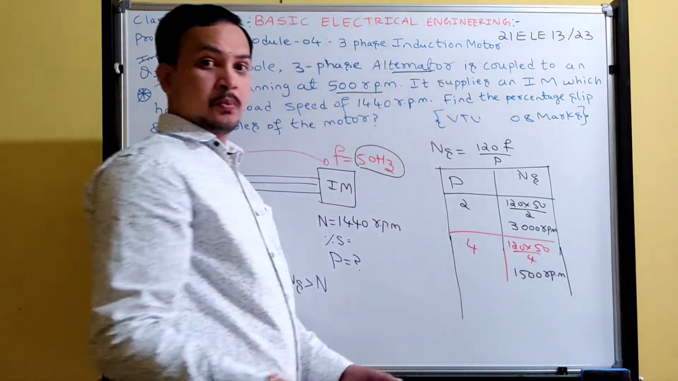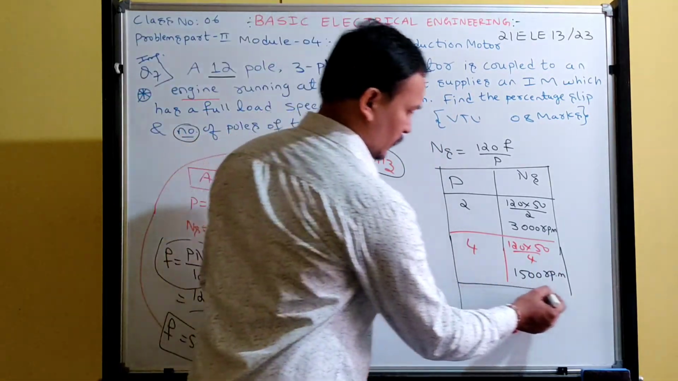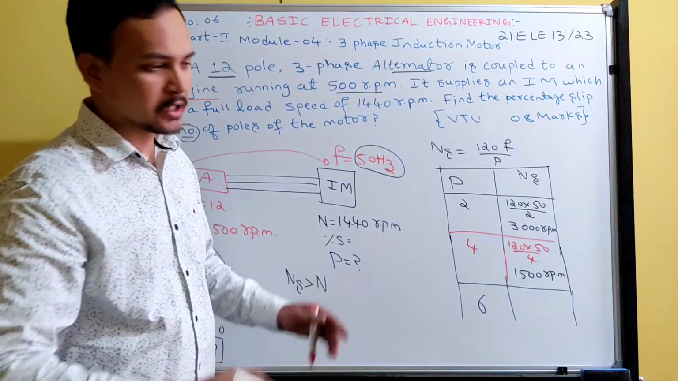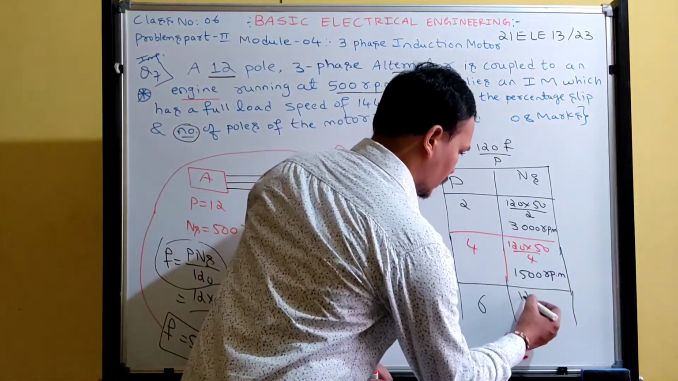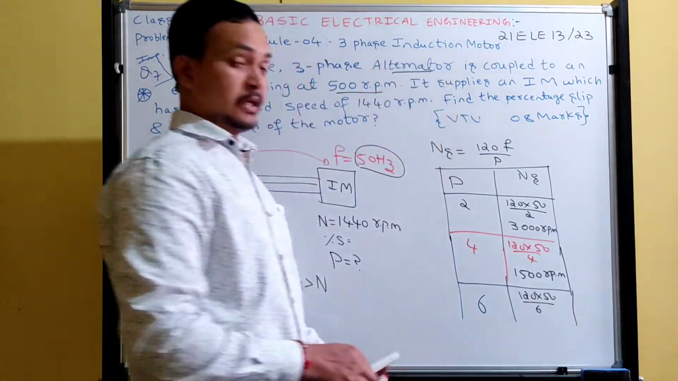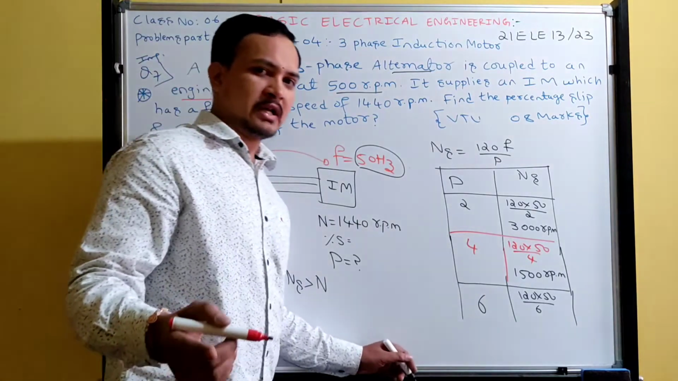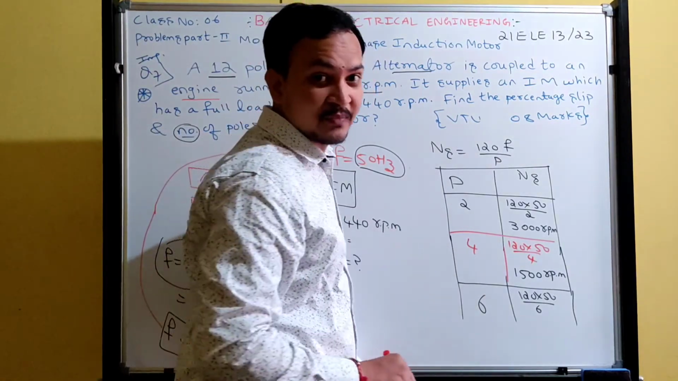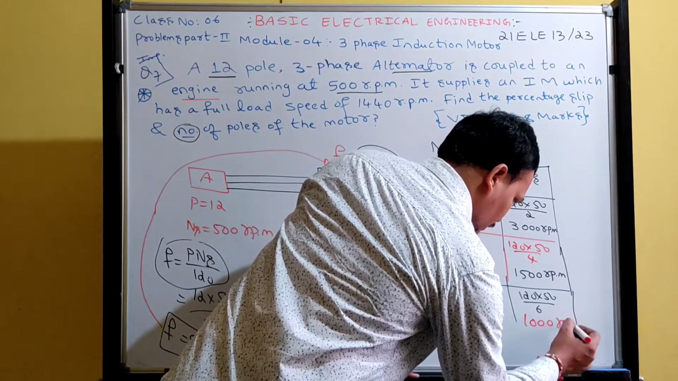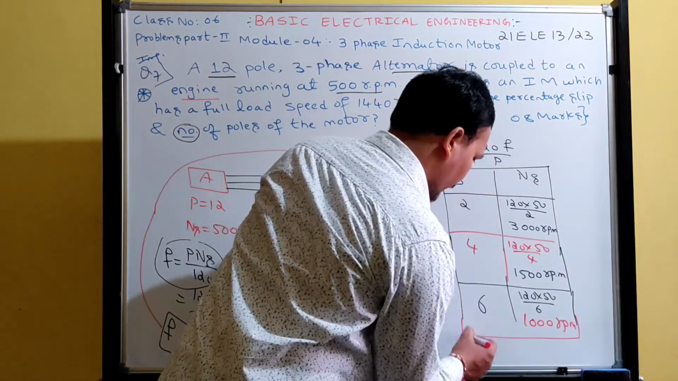So why can't it be 6 pole? You can try that also. I am going to take now finally 6 pole. So 120 into frequency 50 divided by number of poles 6. How much you will get? What is the answer? Very good, 1000 RPM. So 1000 rotations per minute.